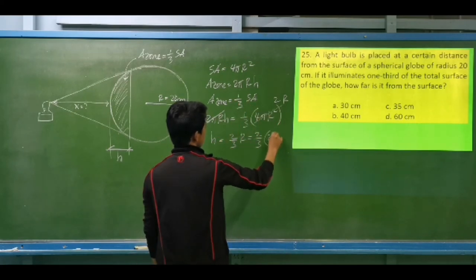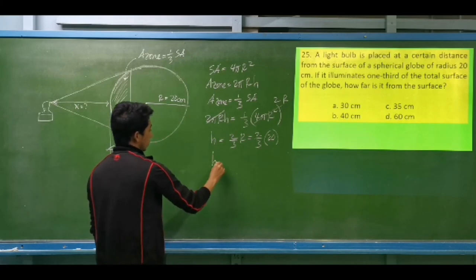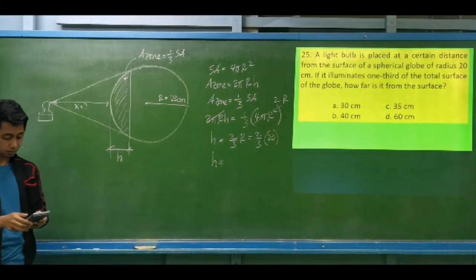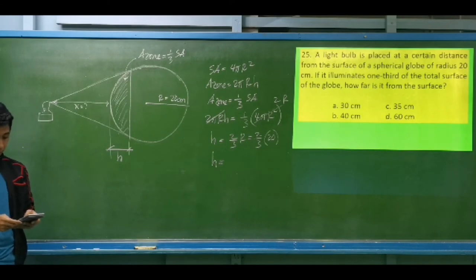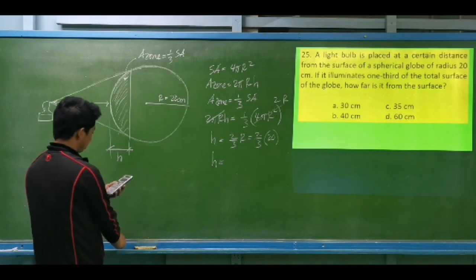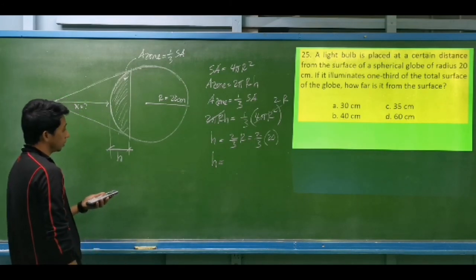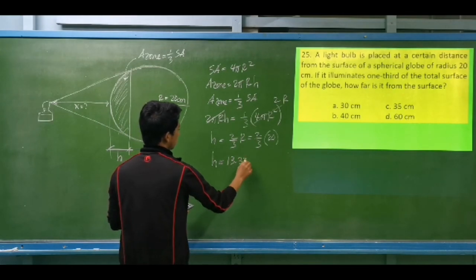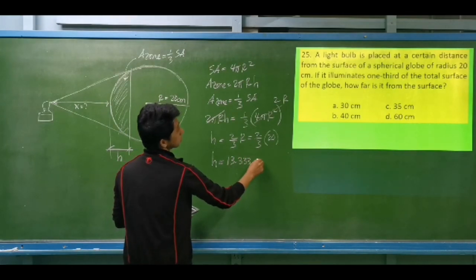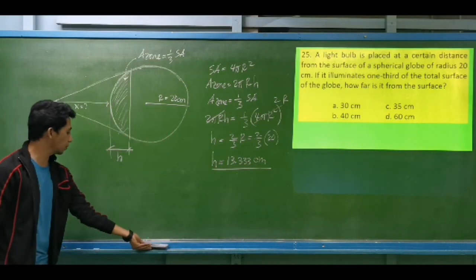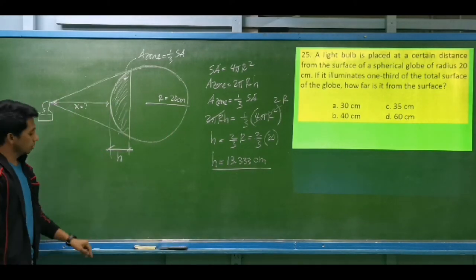And the radius is 20. Kunin natin yung thickness ng naiilawan na portion, which is a spherical zone. What is the 2/3 of 20? That is 40 over 3 or 13.333. So let's say this is 13.333 centimeters. Ay, paano natin gagamitin ito? Or ano yung purpose niya?